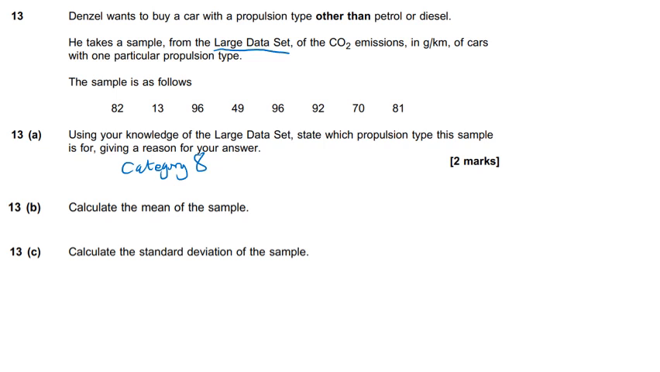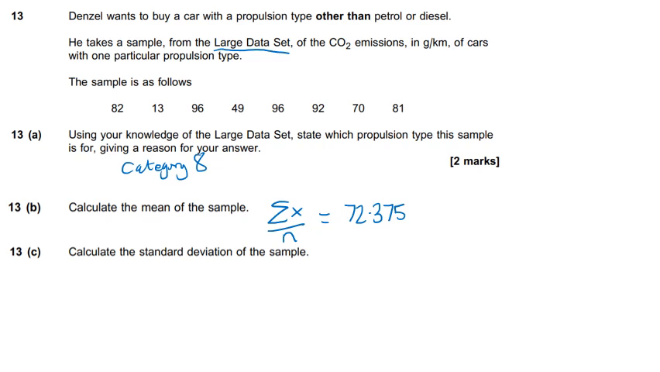13b, calculate the mean of the sample. Well, the mean of the sample, we just add up all the values and then divide by the number of values. So if we add those all up and then divide by 8, we get 72.375.